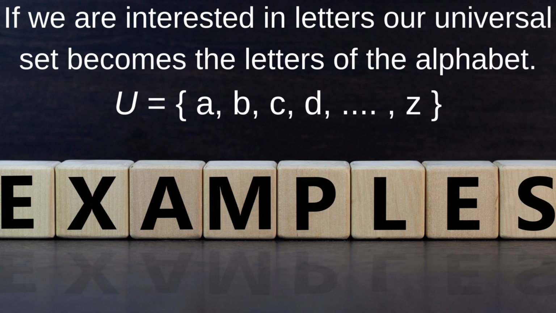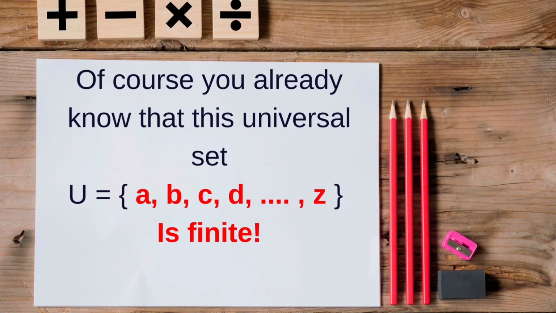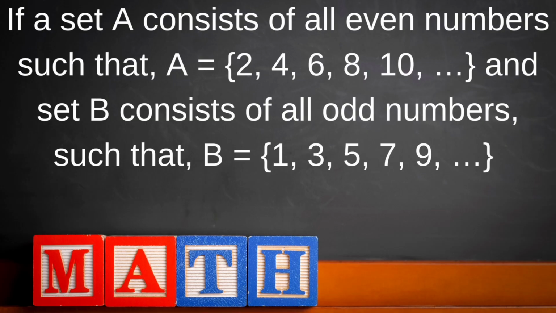If my interest is in letters, my universal set will be all the letters of the alphabet. And we know that there are 26 letters. That means this particular universal set is a finite set. Suppose my interest were to shift to the natural numbers. Then my universal set will pretty much be every number I can imagine. Such a universal set is infinite, meaning that the elements cannot be counted.